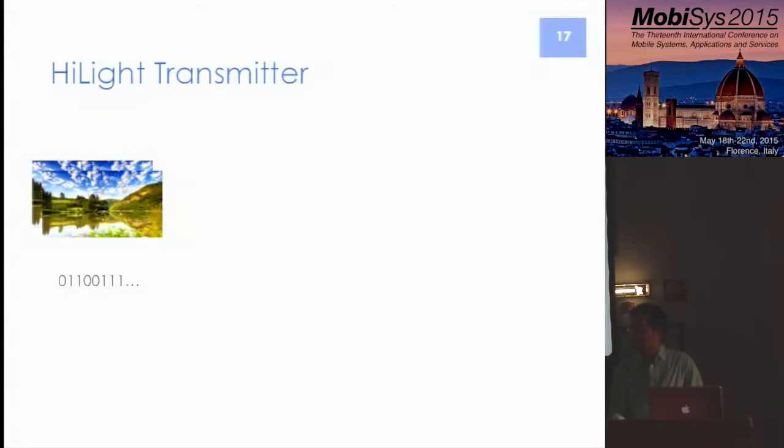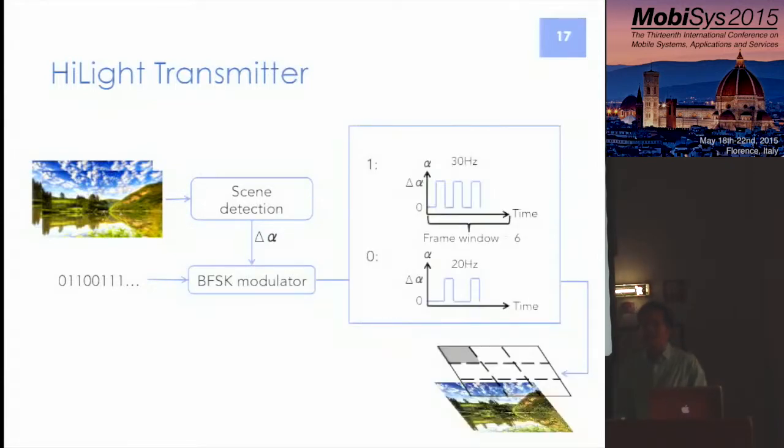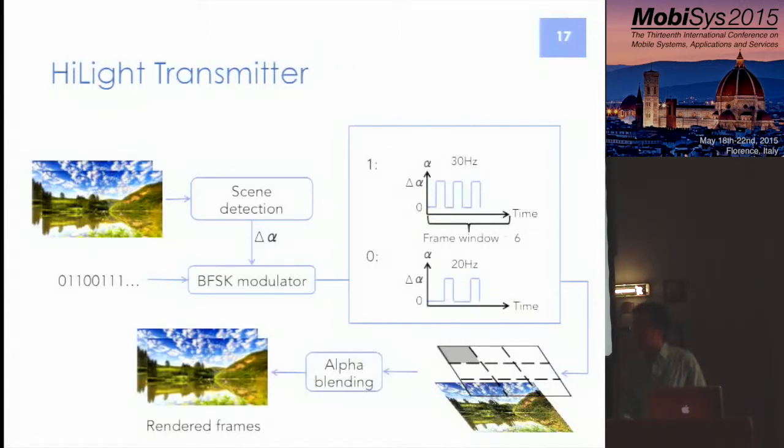Now on the transmitter side, we first sample some screen content frames to configure the scene type. We use an existing scene detection algorithm to label the content as static, gradual, or cutscene. Here the cutscene has the most drastic screen content change. And based on the scene type, we determine the alpha change and encode data into the different frequency of alpha change. The modulation length is 6 frames for each grid. And we then use GPU to combine the communication layer with the content layer to render the final frames.